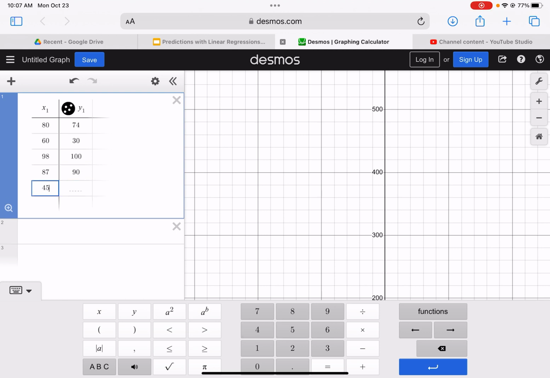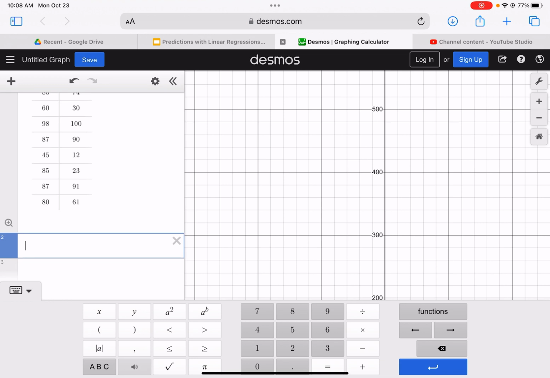Another student had a 45% attendance, and they only had a 12%. And this person here, 85%, they're coming to school, yet scoring a 23. They're obviously not learning anything or doing anything in class. And then our last student, 80 and a 61.